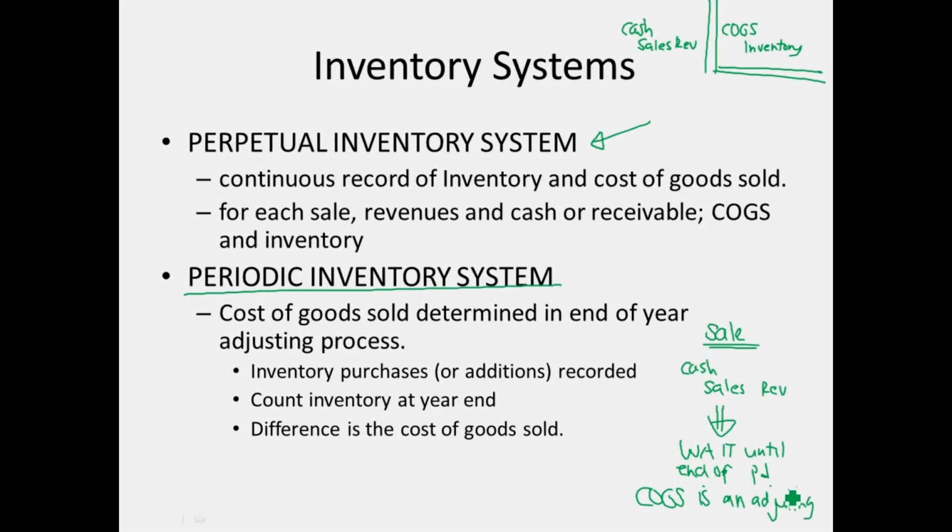What we do is we count up what we had at the beginning of the year, or at the end of the previous year. We know how much we've purchased, we know how much we've returned, and we know how much we have left. And we figure out how much we must have sold.